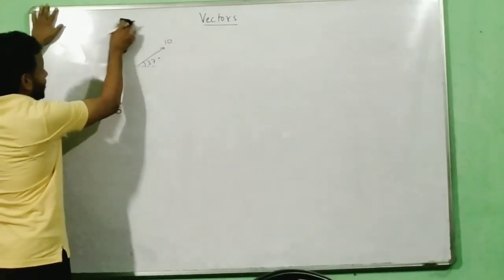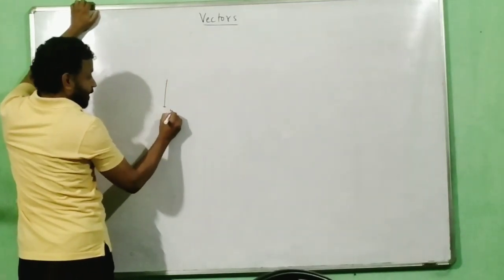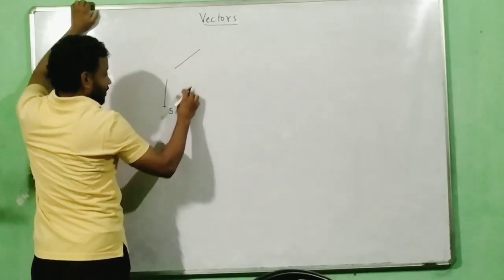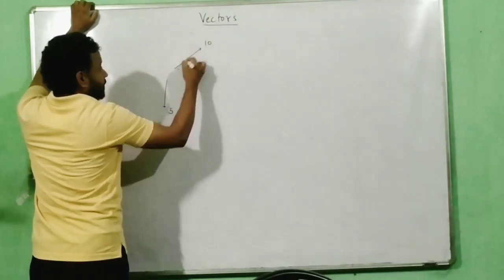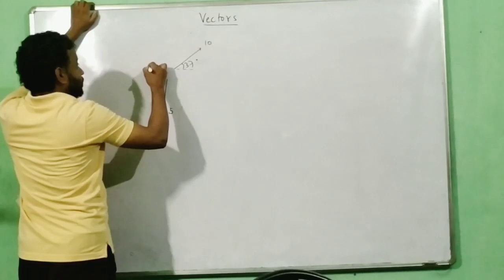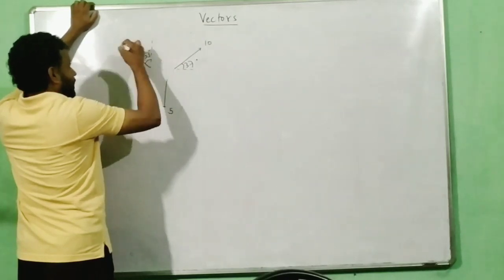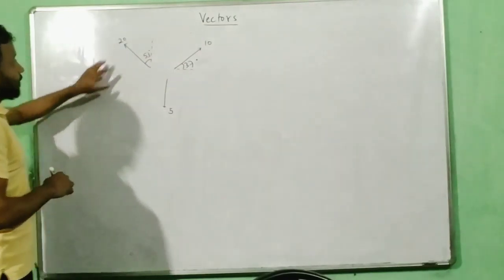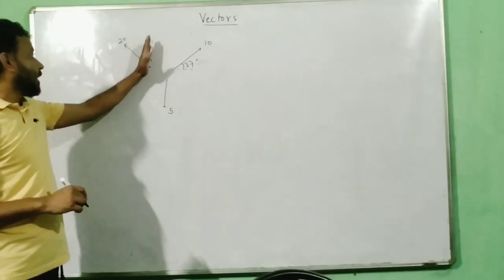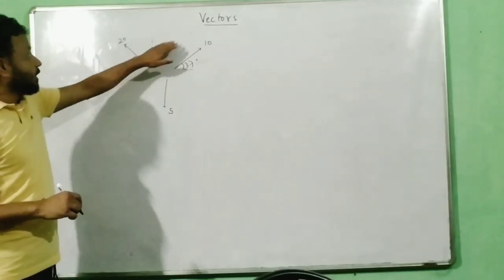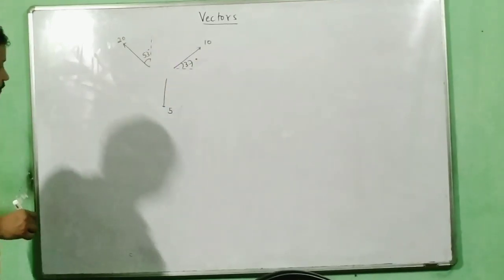Just wait. This part is not properly visible in the camera, so I will write over here. This is your 5, this is your 10, such that it makes an angle of 37 degree, and this one makes an angle of 53 degree, and let us say this is 20. In questions they specify whether the angle is made with vertical or with horizontal, so I am using both concepts in one particular question. 20, 10 and 5. These are the three vectors over here.